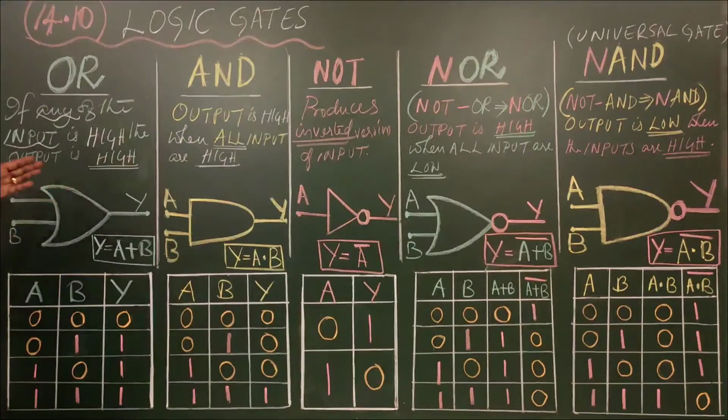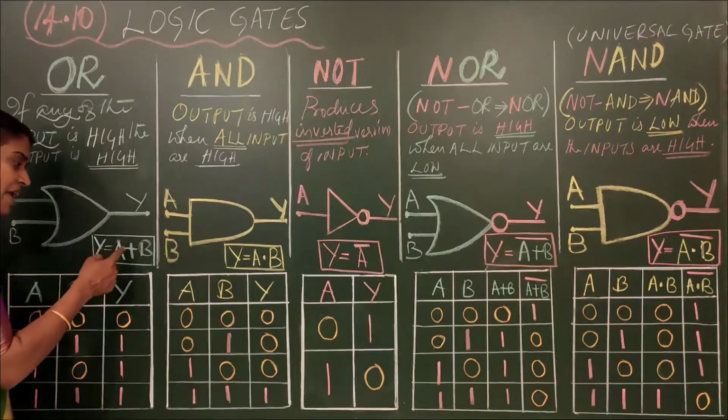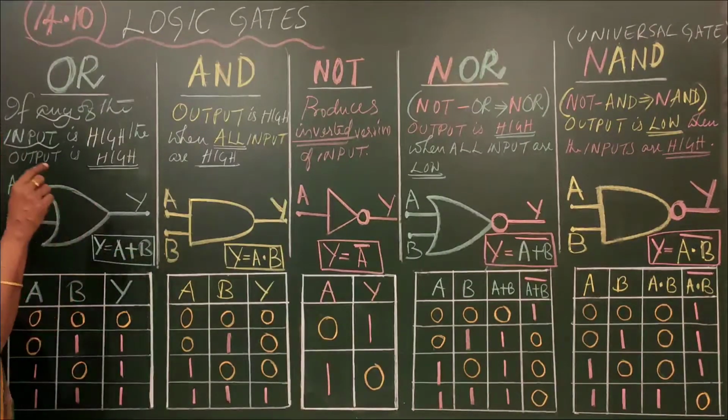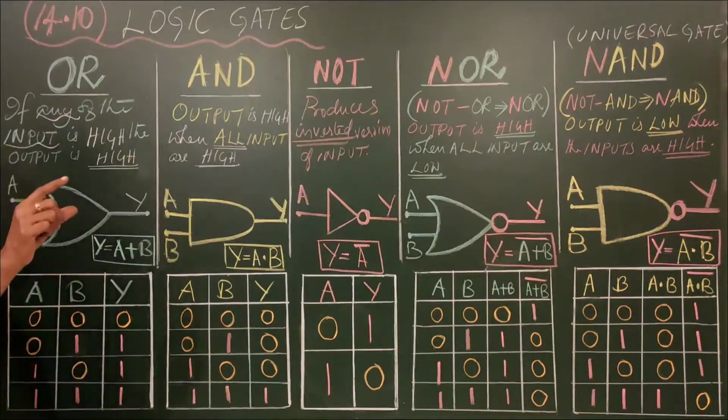OR gate means if any of the A is high, you have a high. If any of the B is high, you have a high. See, here B is high, yes, okay. Here A is high, yes, okay. Here A and B are high, okay, no problem. So that is the OR gate. Clear? It is read as A or B. A and B are inputs, Y the output.